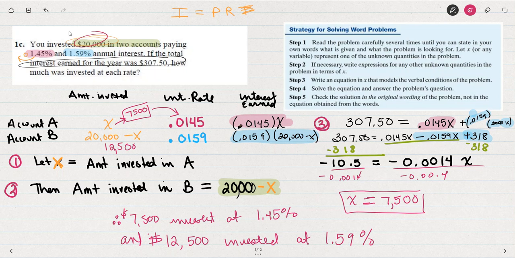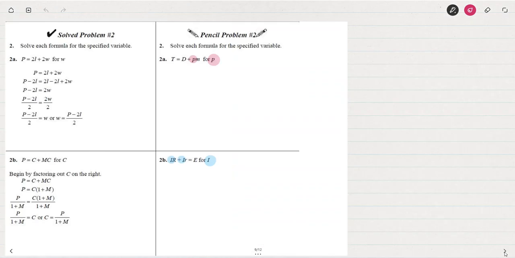add up to 20,000, and see that when I multiply each of the amounts by the interest rate, the total does come to $307.50. Make sure you follow through with that step 5, and always check your solution with that final answer with the wording in the problem.